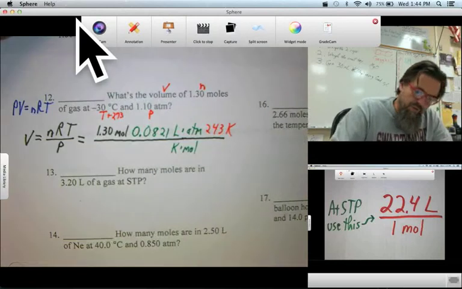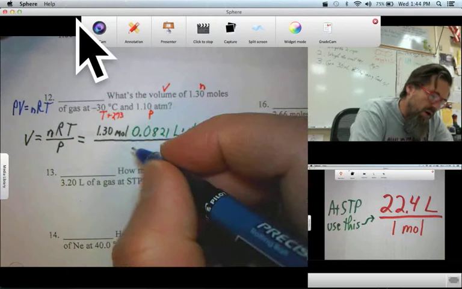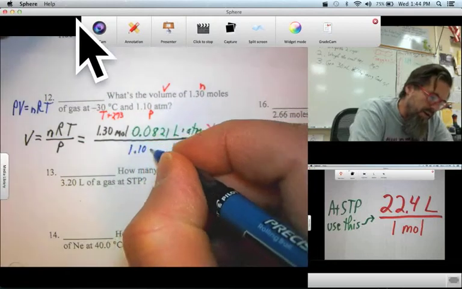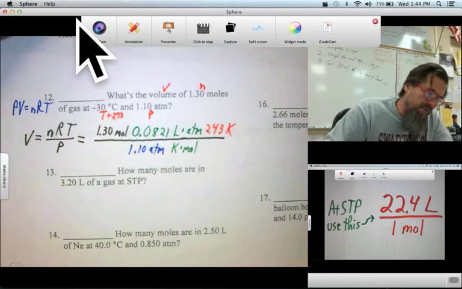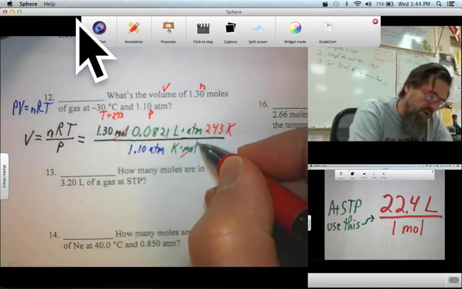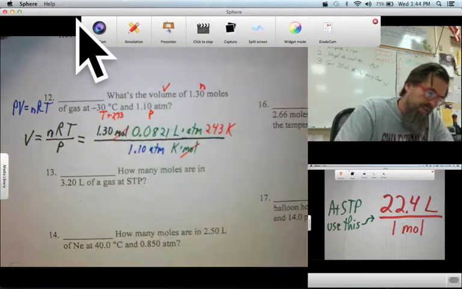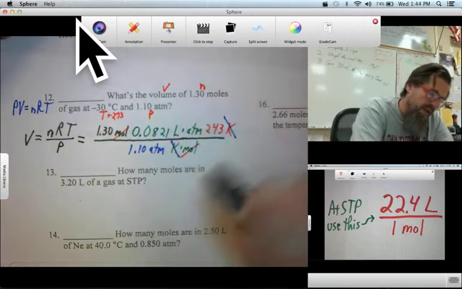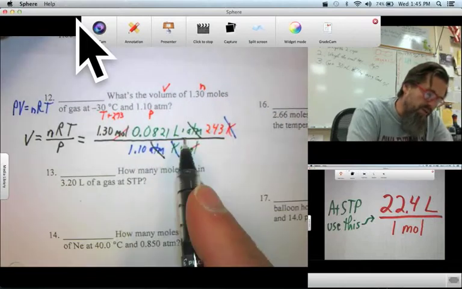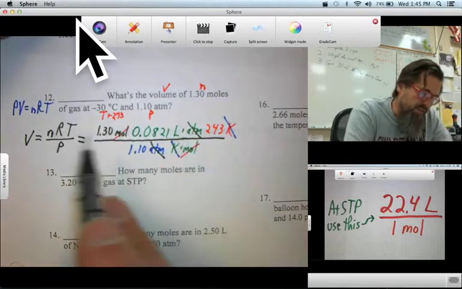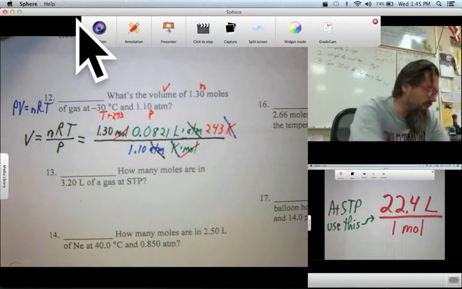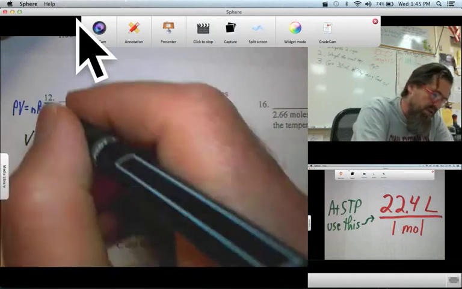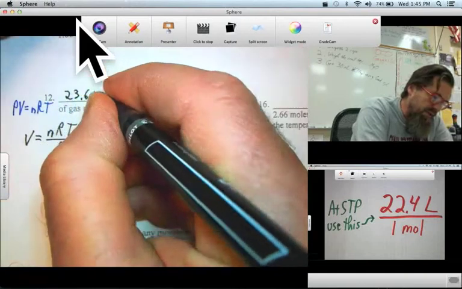So P is 1.10 atm. And now we can cancel units. Moles cancels moles. Kelvin cancels Kelvin. Atm cancels atm. We're left with liters, which is good. And we do the math, and the answer comes out to 23.6 liters. So there's our answer, 23.6 liters.